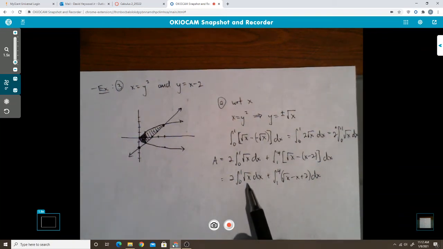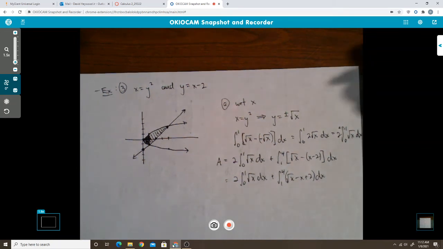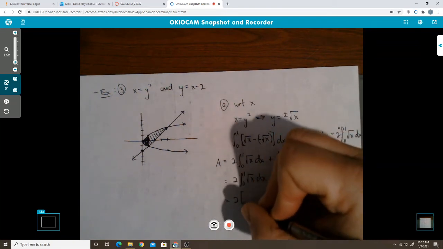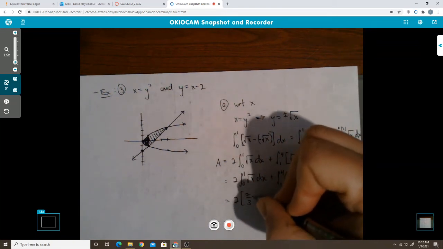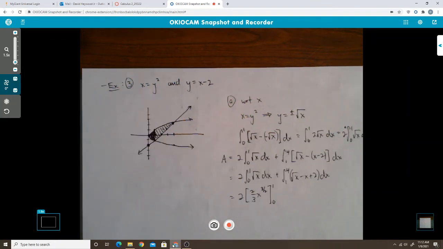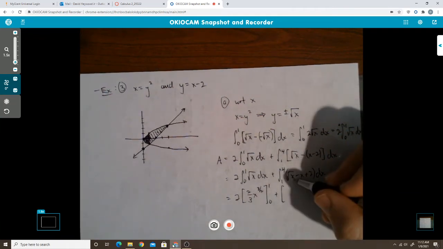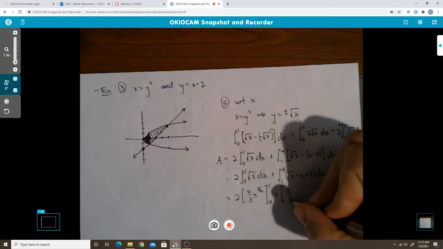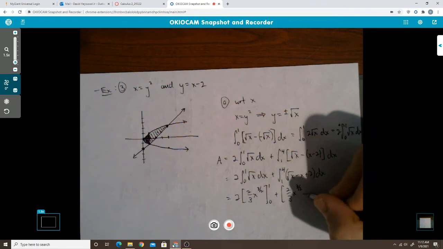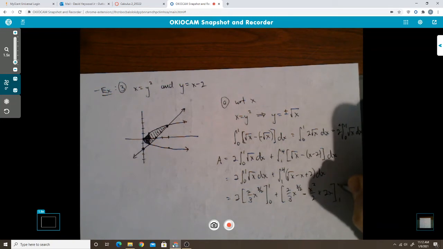Now remember, root x is just x to the 1/2 power, so we can use the power rule on that. Add 1 to the exponent, get 3/2, and then divide by 3/2. Dividing by 3/2 is the same as multiplying by 2/3. So we're going to get 2 times 2/3 x to the 3/2, evaluated from 0 to 1, plus the same thing here, 2/3 times x to the 3/2. Then x squared over 2, and 2x, evaluated from 1 to 4.